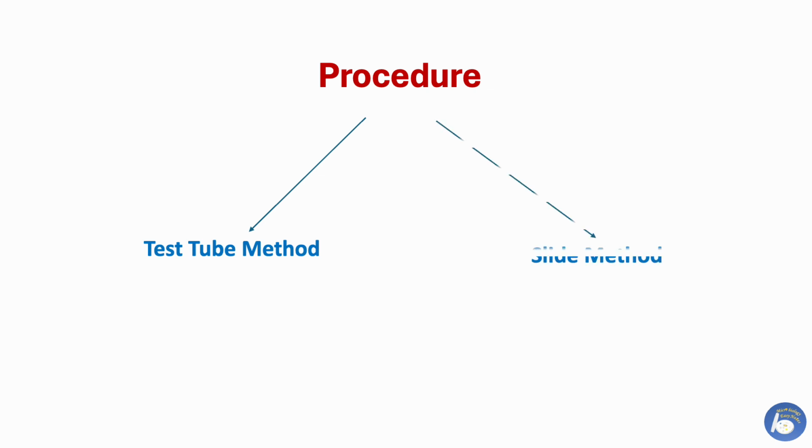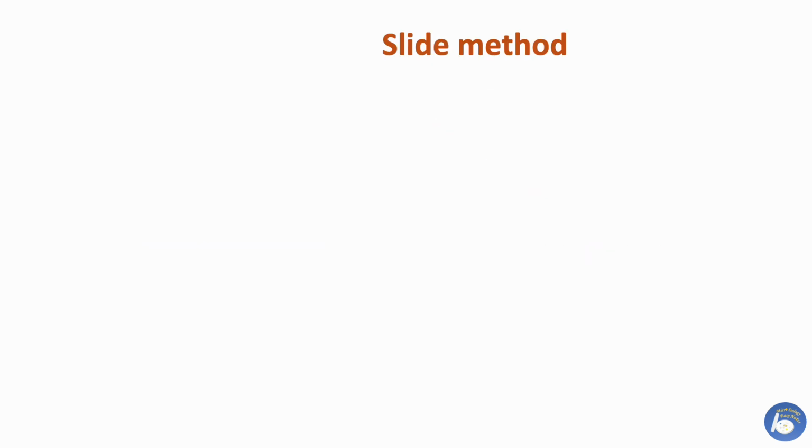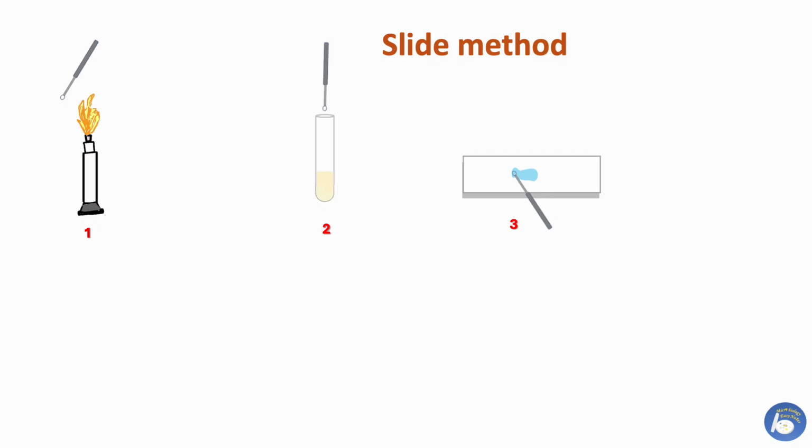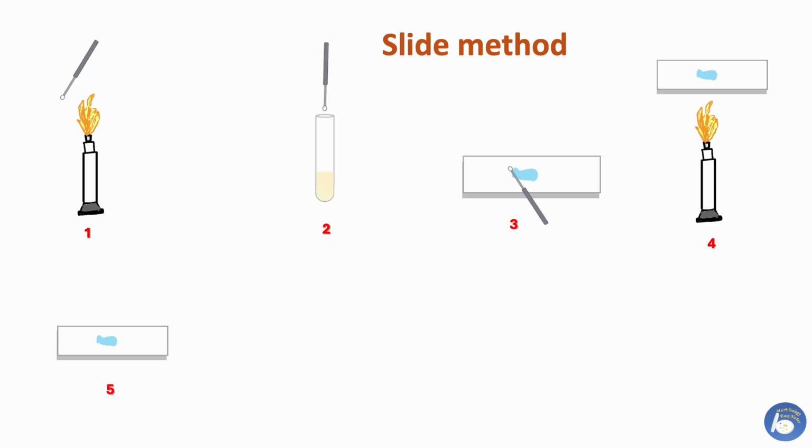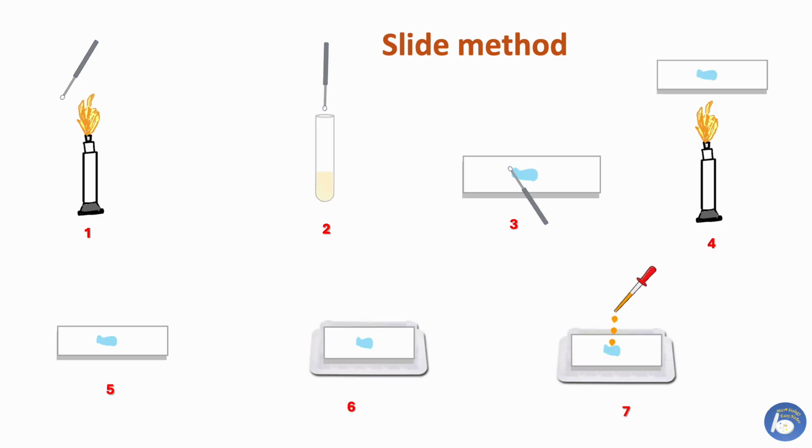Procedure for catalase test. There are two types of method. The first is test tube method and the second is slide method. Slide method. First, heat sterilize the inoculation loop. Cool it down. Take the sample from the test tube. Make a smear on the glass slide from the sample and move the slide over the heat 2-3 times. Cool it down. Keep the slide on the stand. Then add 2-3 drops of hydrogen peroxide solution to the smear.